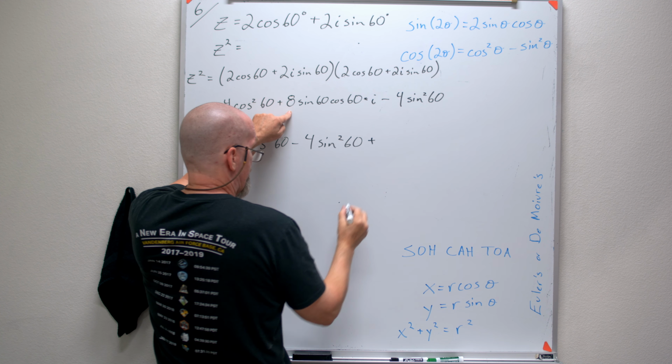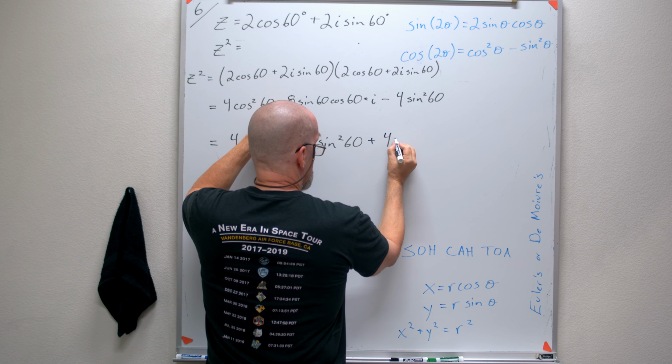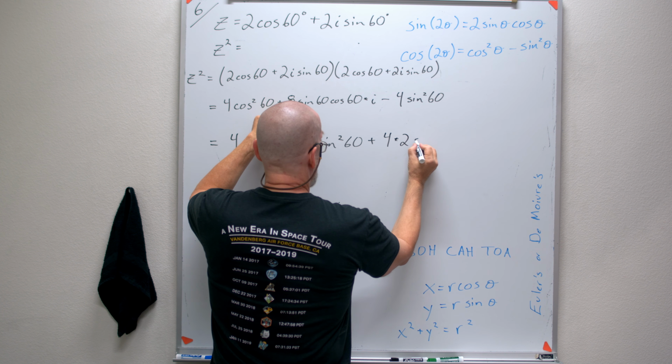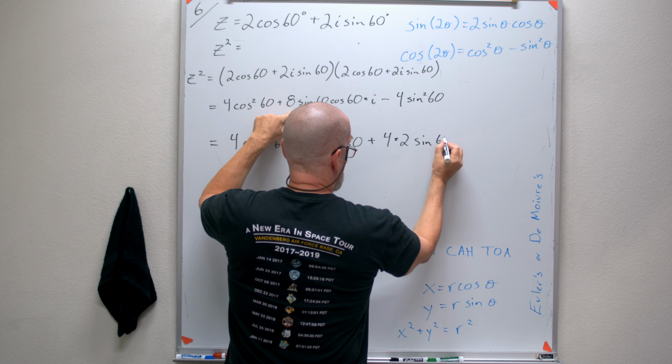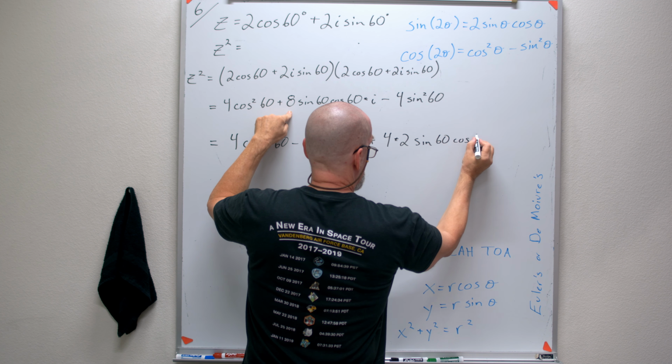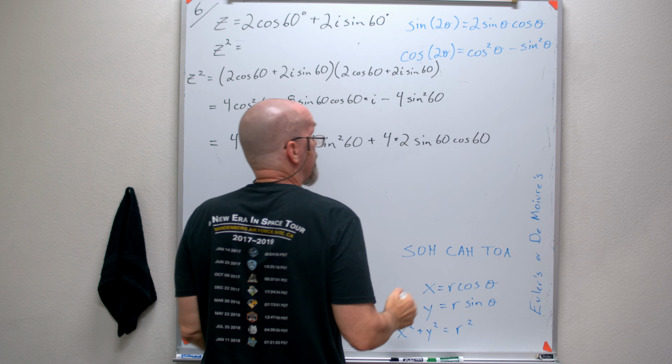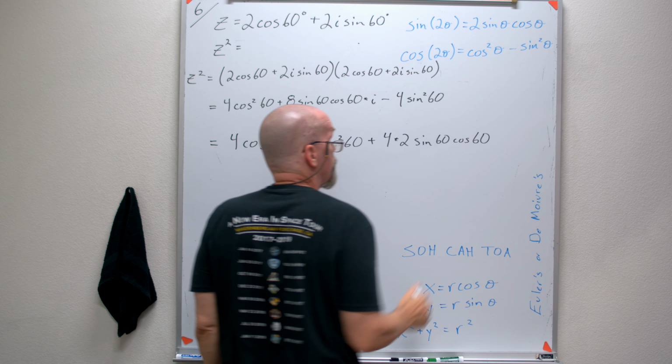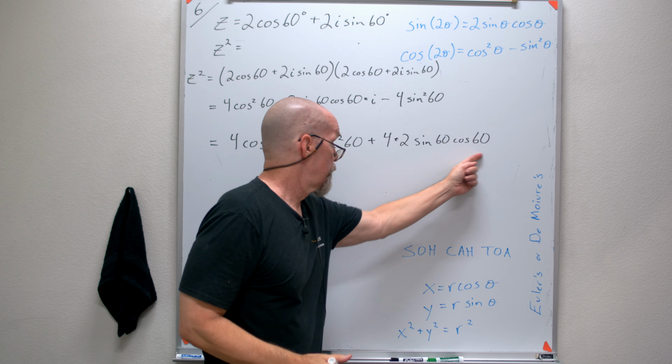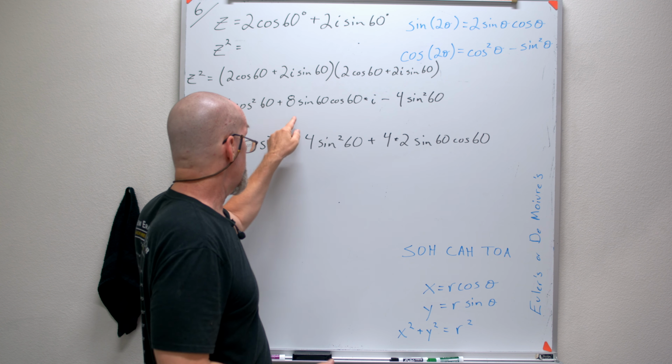I'm going to rewrite that 8 as a 4 times a 2, so it can match up to that up here. 2 sine theta, cosine theta, well there it is. Times the 4 because it was 8 of them.